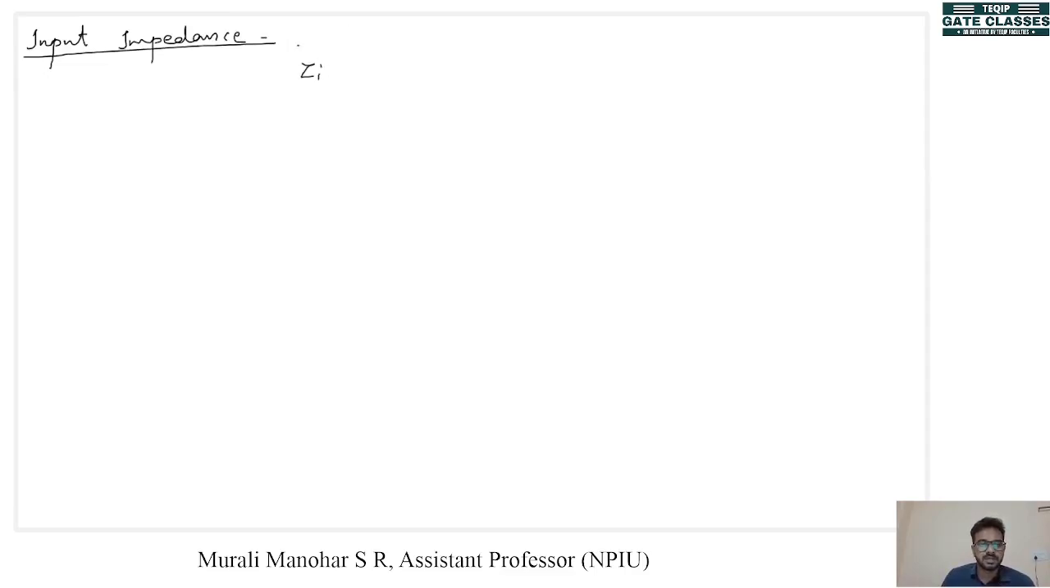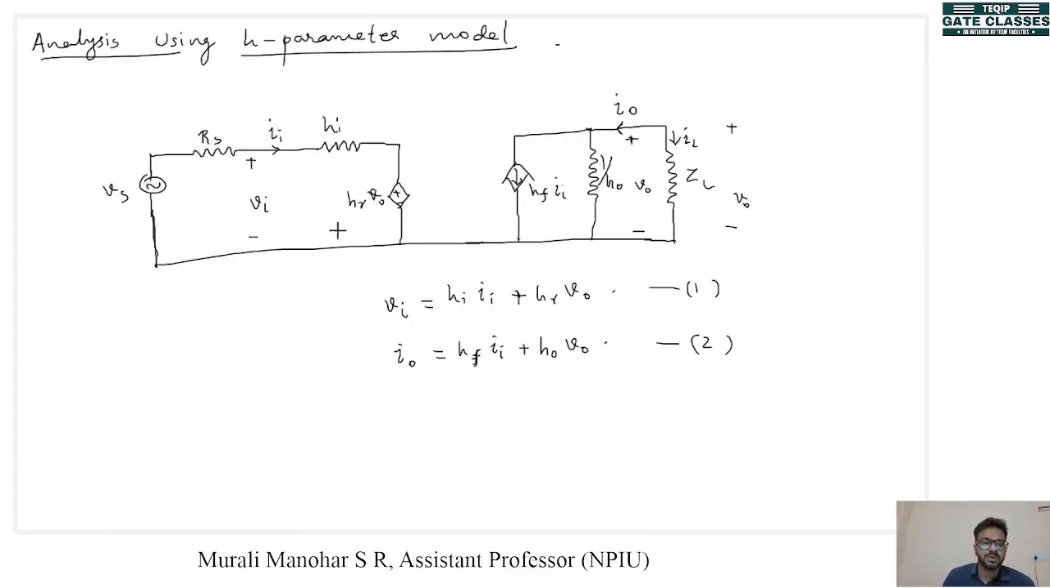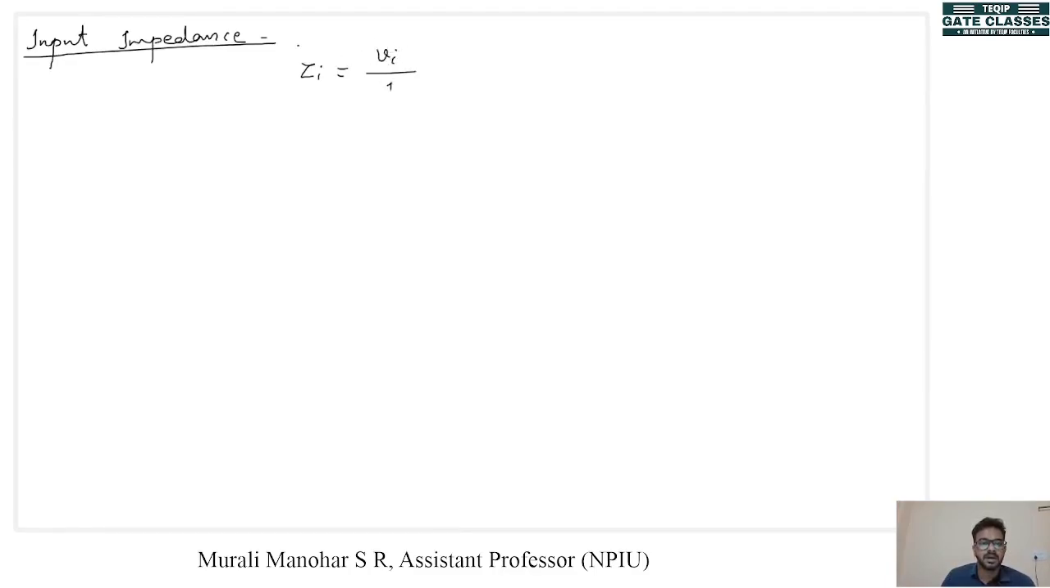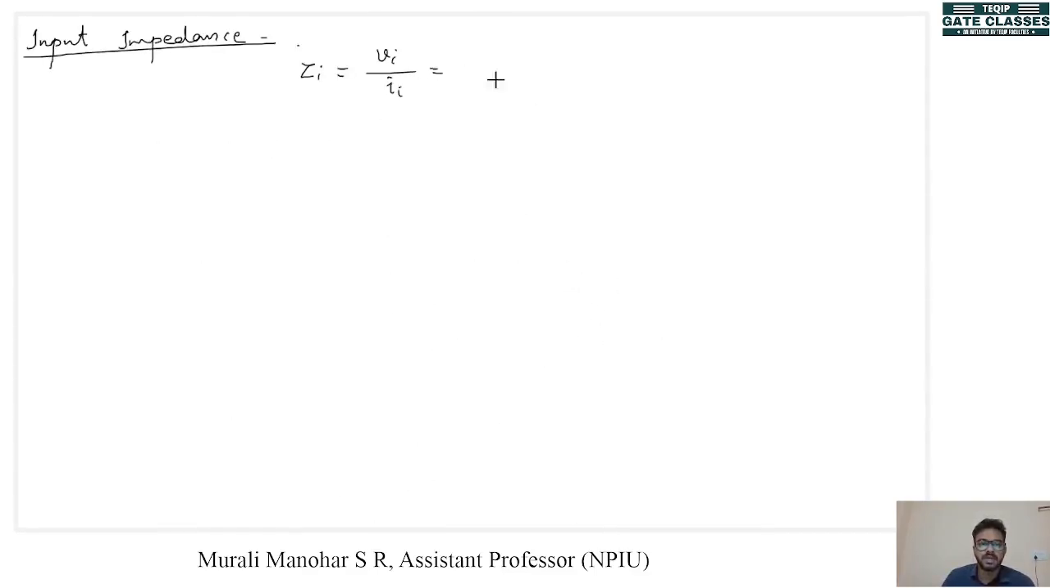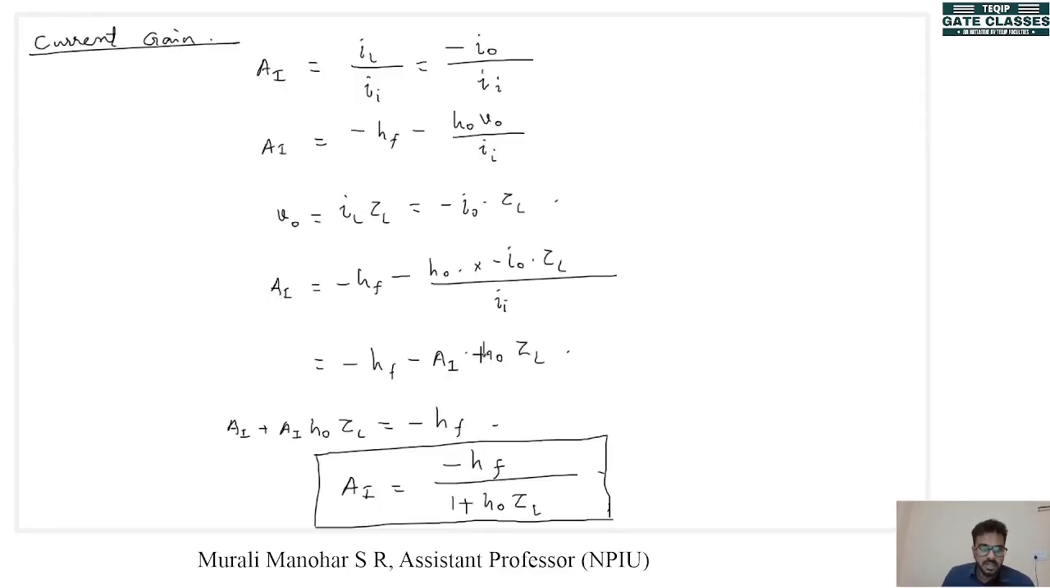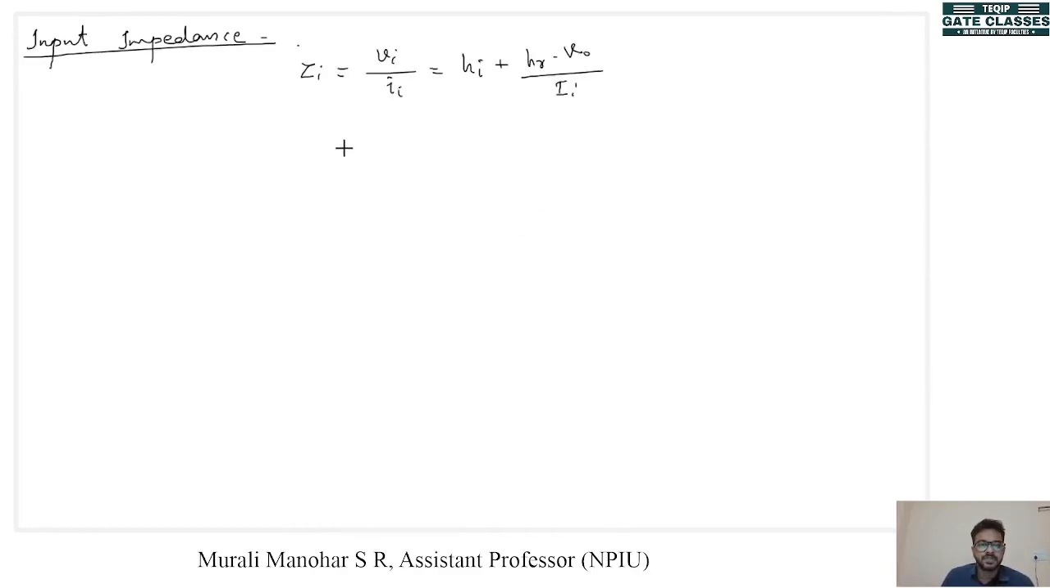Which is ZI. ZI is equal to VI divided by II, where we already have an equation for VI, that is equation 1, HI into II plus HR into VO. So this becomes HI plus HR into VO divided by II. Now VO is minus IO into ZL. So this becomes HI plus HR into, this is small II, minus IO into ZL divided by II.